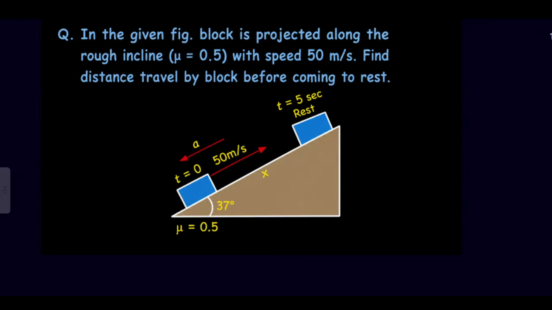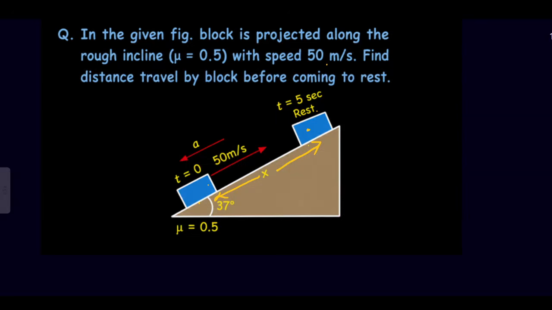Read and understand. A block is projected along the rough inclined plane. Projected. Projection means in which direction, up or downward? With a speed of this much. That means the body is moving in the upward direction. After moving some distance, the body's velocity will become zero. The body will come to rest. From here to here, how much distance do they ask you to find? What will be the displacement of the body before coming to rest?